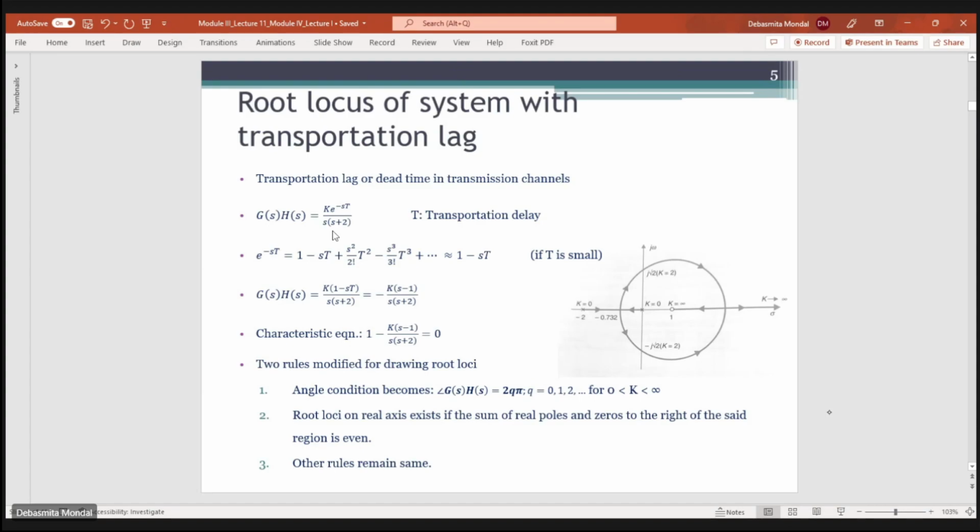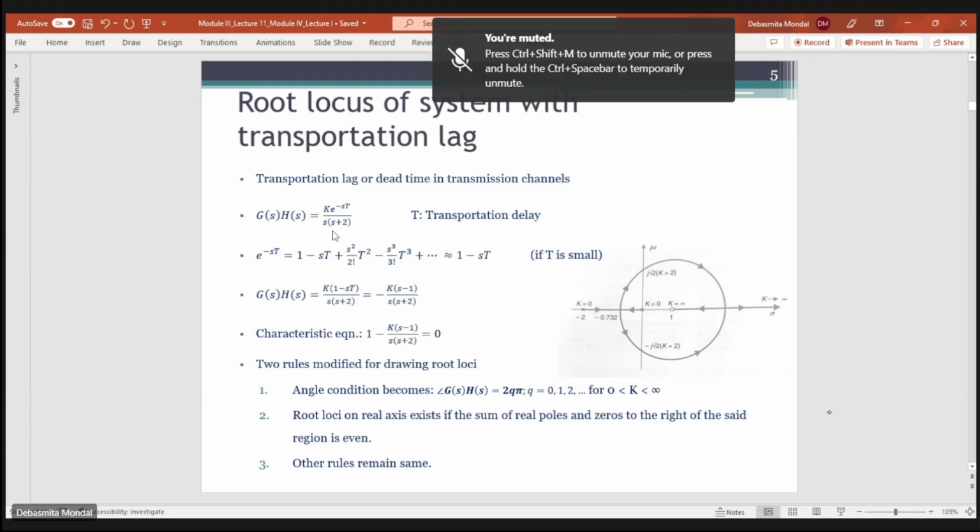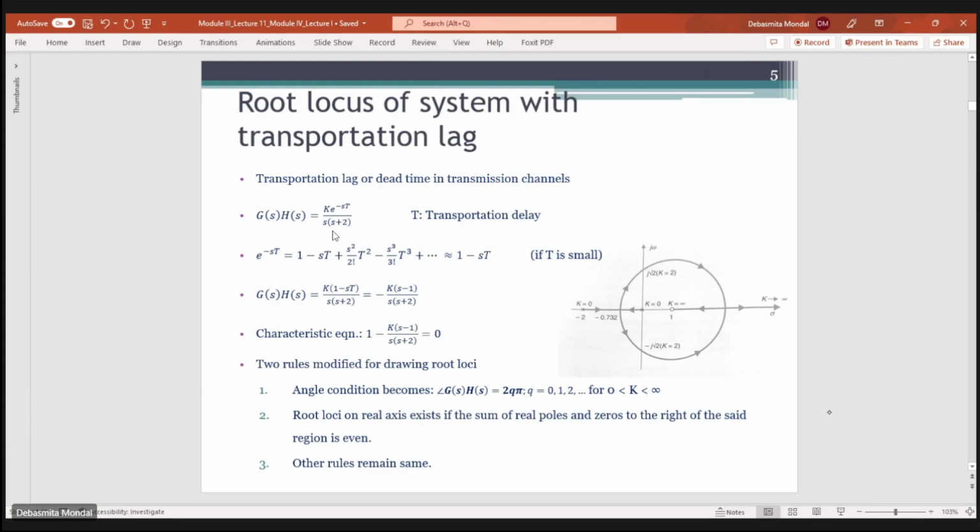Okay, so the moment you approximate this e to the power minus st as 1 minus st, we will just substitute that value. So k into 1 minus st divided by s into s plus 2. Now, let's say the value of t is equal to 1. In that case, we can write it as minus k into s minus 1 divided by s into s plus 2.